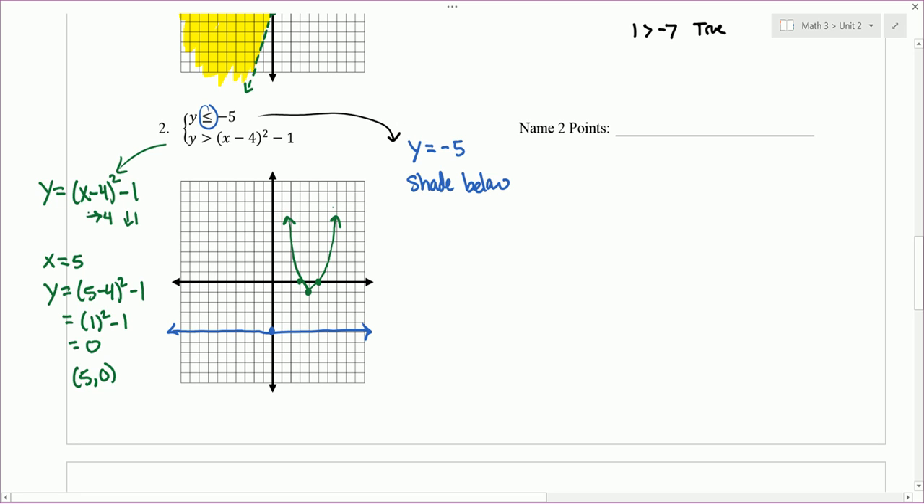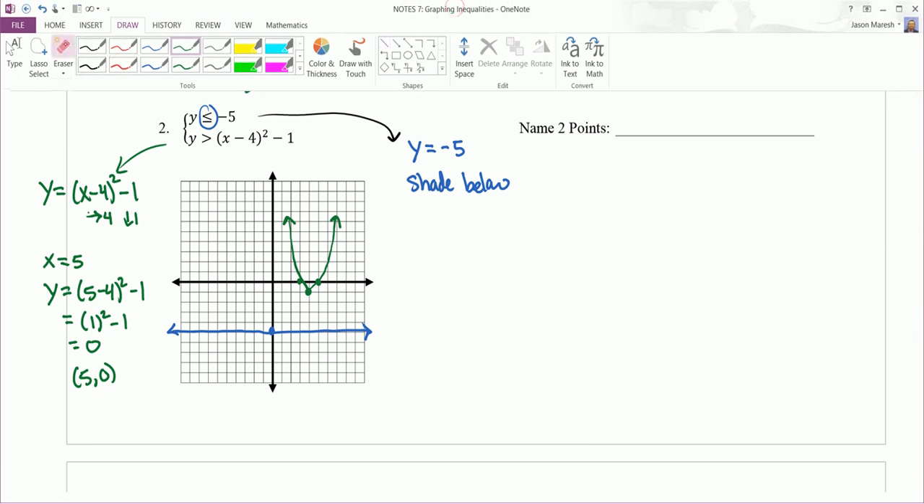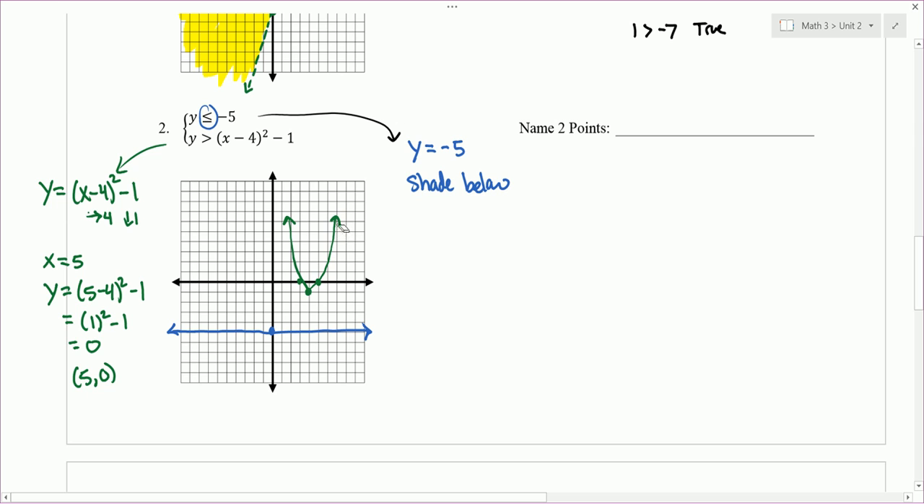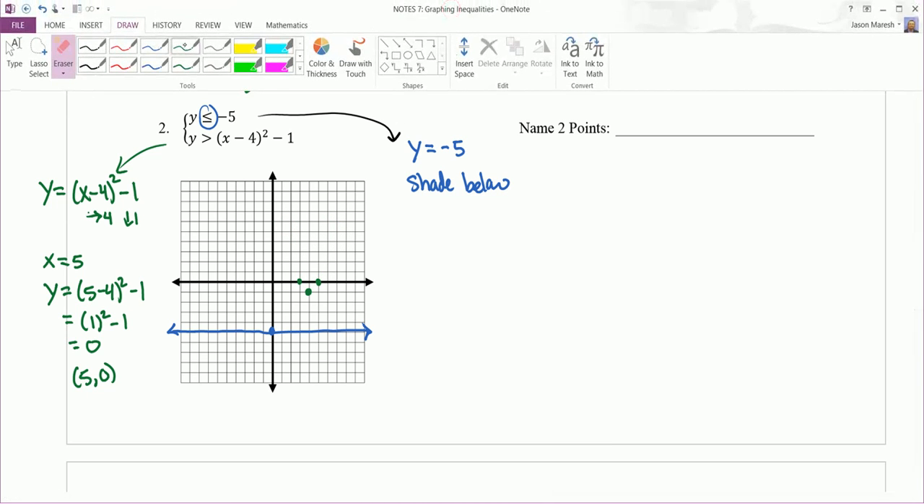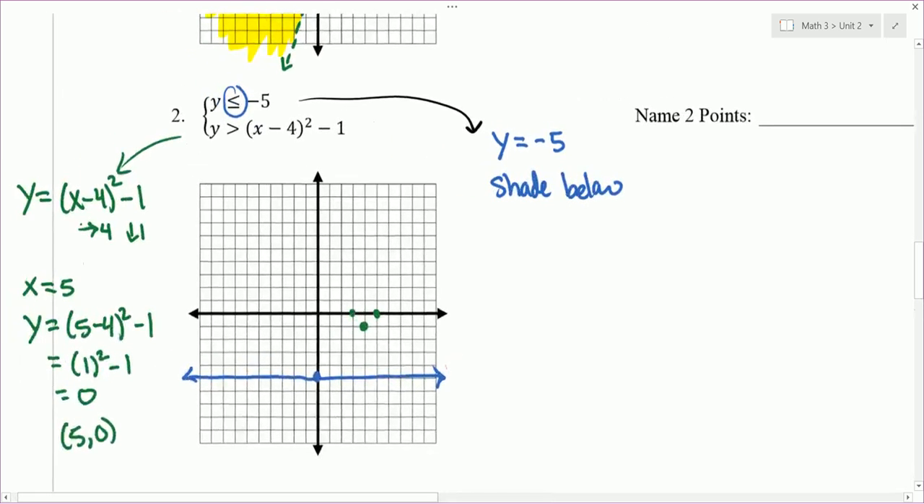And I shouldn't have drawn it in yet because I didn't ask the two questions yet, did I? The two questions are solid or dashed. And this one should be dashed. So dashed, what we mean by that, something like this. Okay. Because that symbol does not have an equal sign.